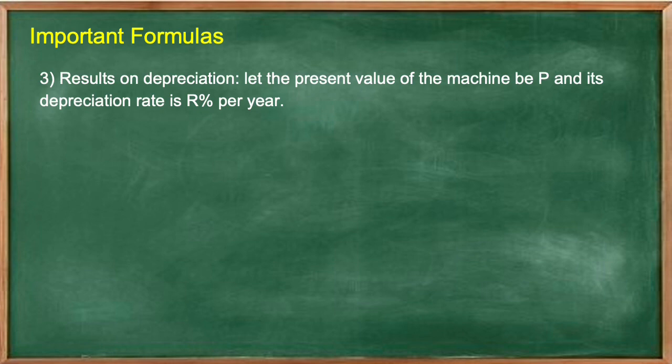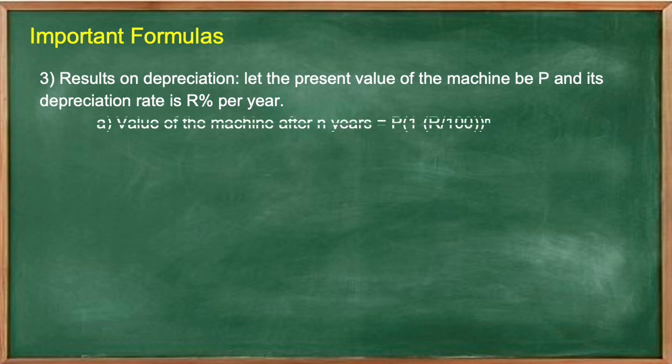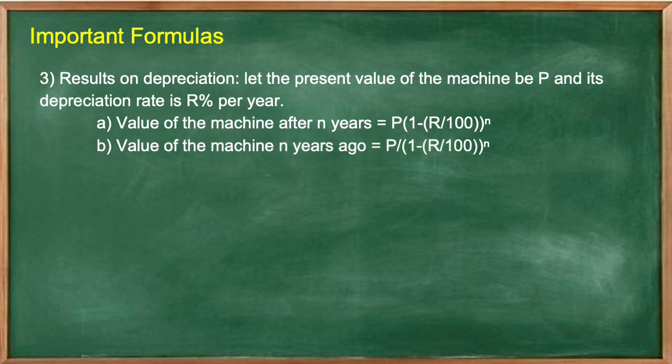Three. Results on depreciation. Let the present value of the machine be P and its depreciation rate is R% per year. A. Value of the machine after n years will be P into 1 minus R divided by 100 to the power n. B. Value of the machine n years ago is equal to P divided by 1 minus R divided by 100 to the power n.